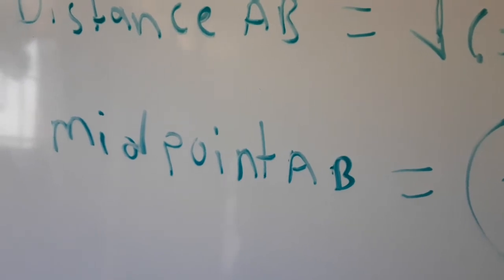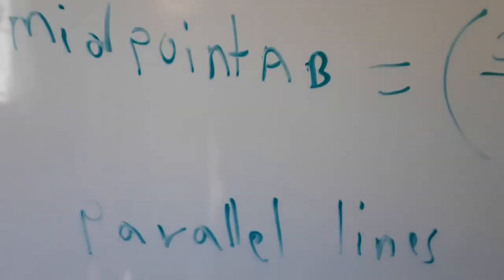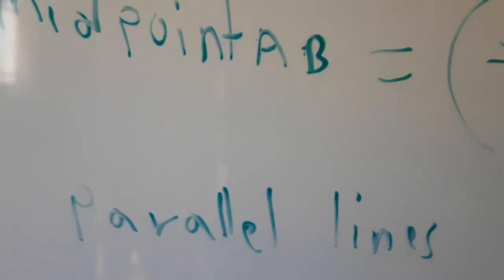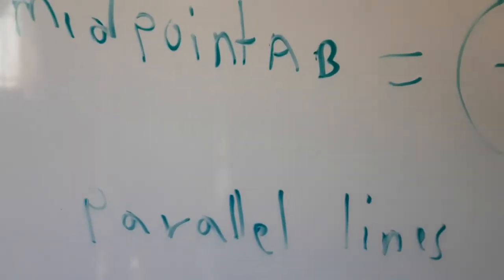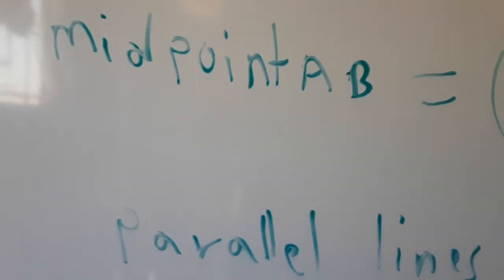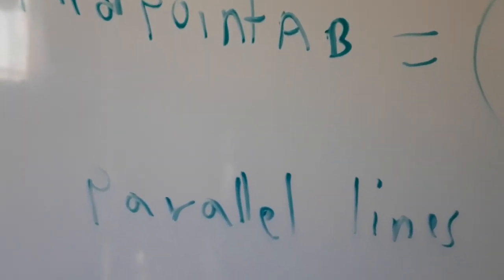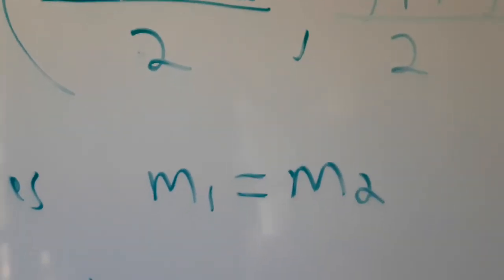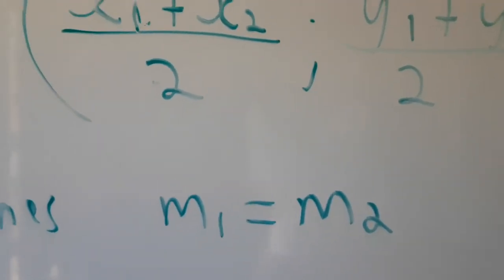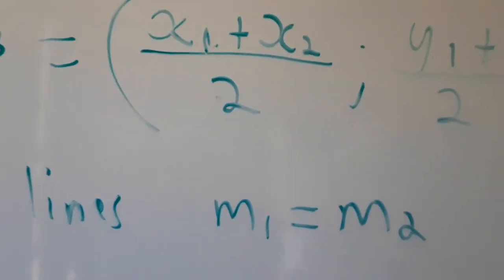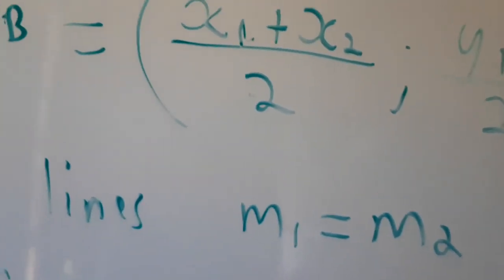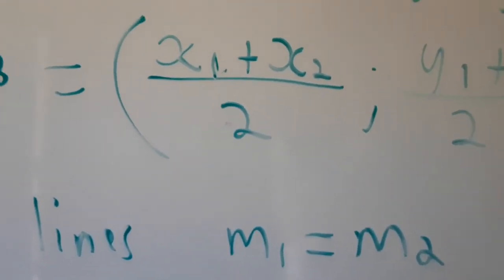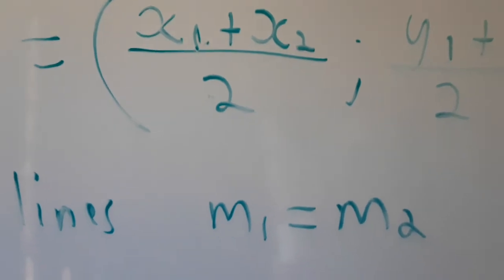Then they will tell you to determine if these lines are parallel or not. For parallel lines, the first gradient must be equal to the second gradient. The gradient of the first line must be equal to the gradient of the second line. Then those lines are parallel. If they don't have equal gradients, that means they are not parallel.